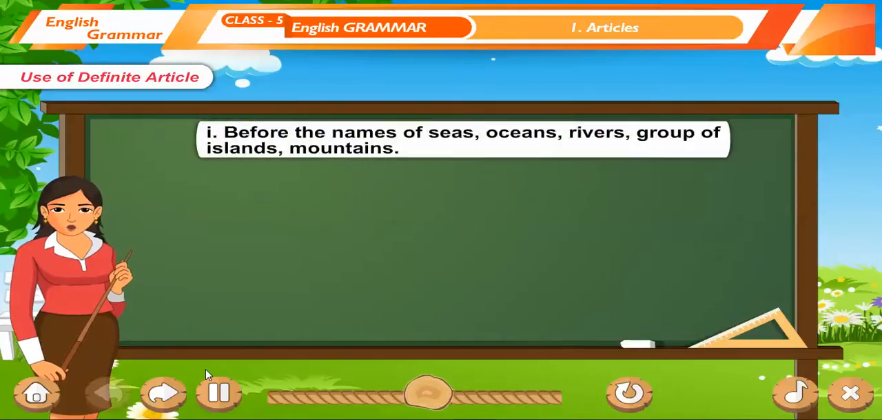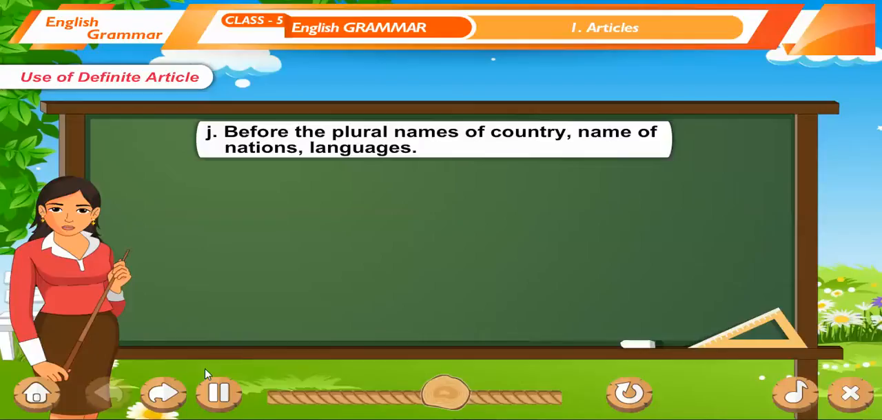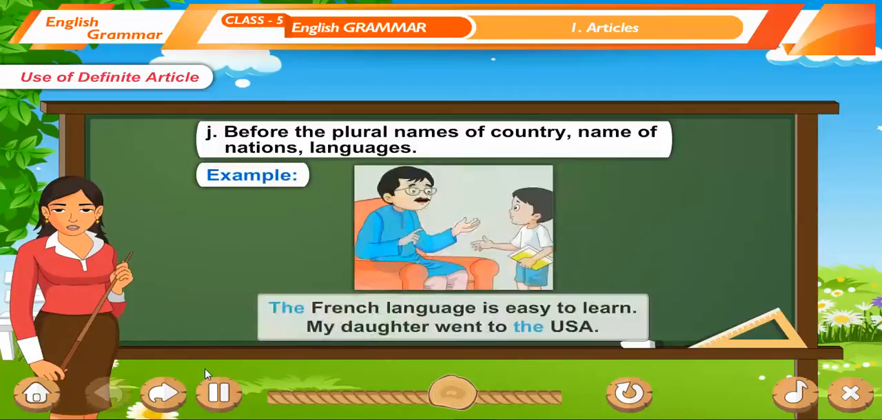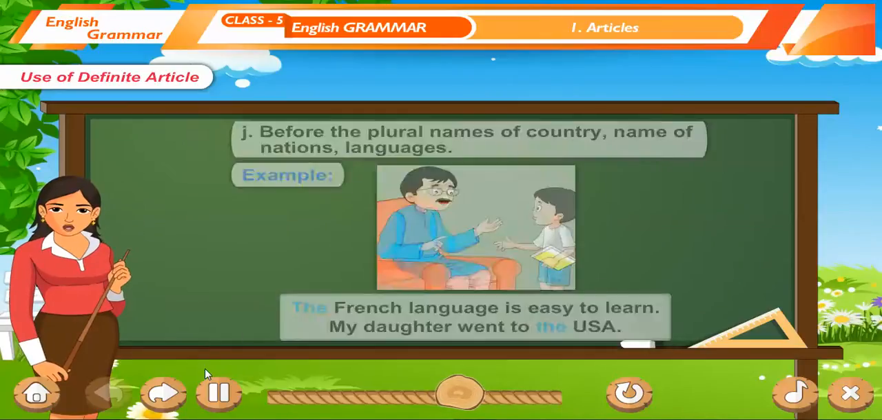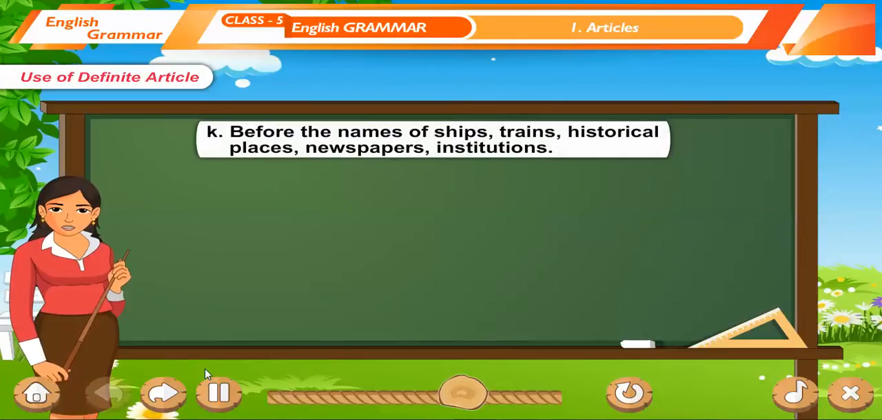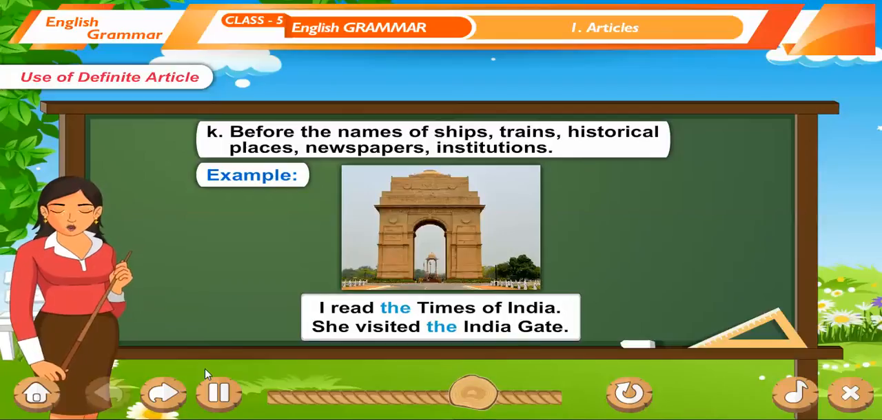I. Before the names of seas, oceans, rivers, group of islands, mountains. For example, they went to see the Alps. The Ganges is a holy river. J. Before the plural names of country, name of nations, languages. Examples. The French language is easy to learn. My daughter went to the USA. K. Before the names of ships, trains, historical places, newspapers, institutions. Examples. I read the Times of India. She visited the India Gate.